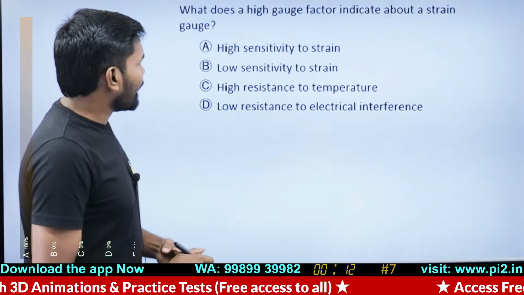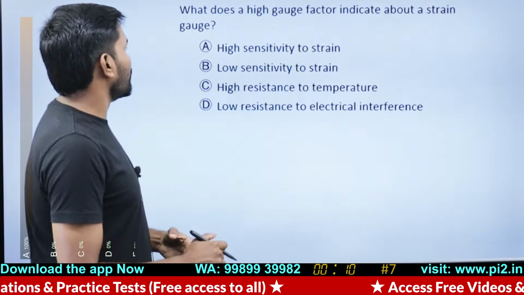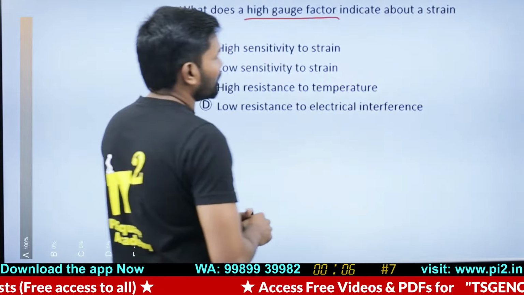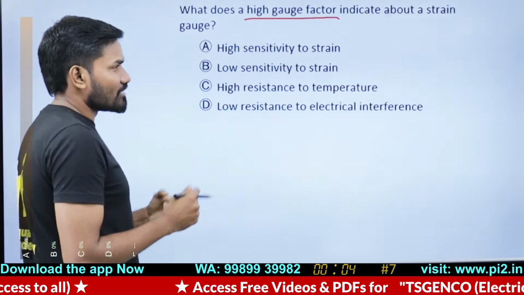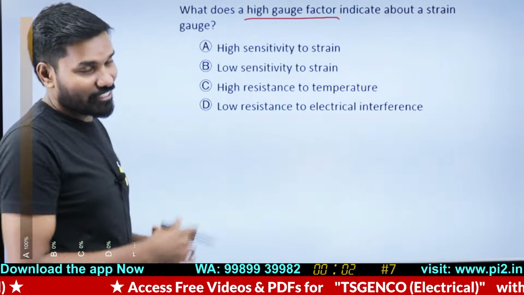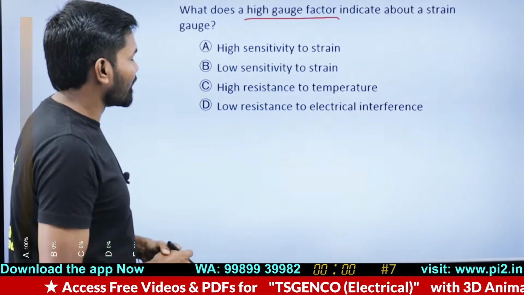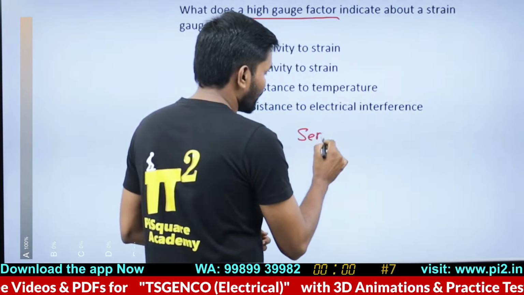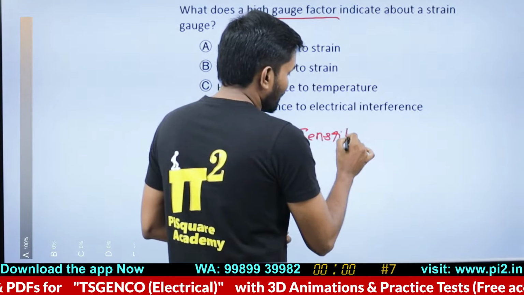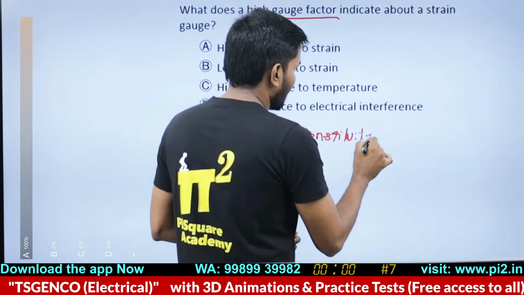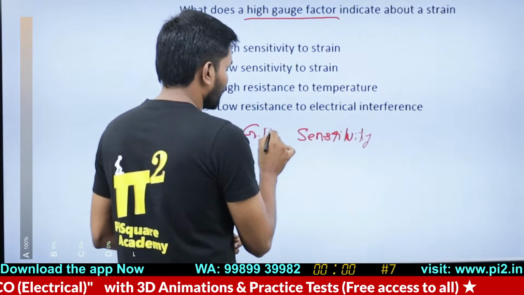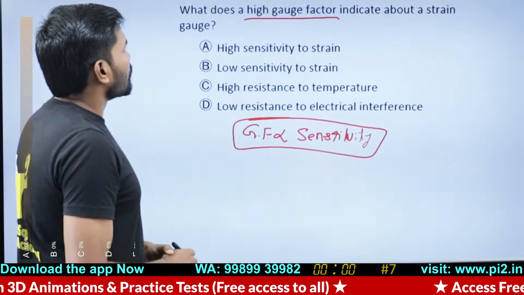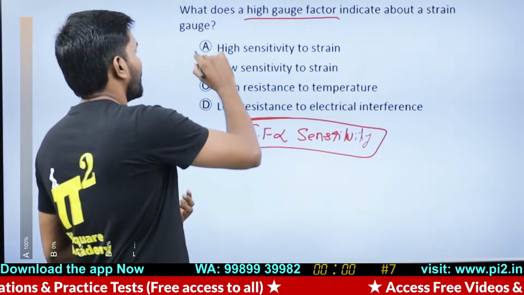What does a high gauge factor indicate about the strain gauge? A high value of gauge factor, in case of a strain gauge, is nothing but sensitivity. Sensitivity and gauge factor are proportional. So high gauge factor means high sensitivity.